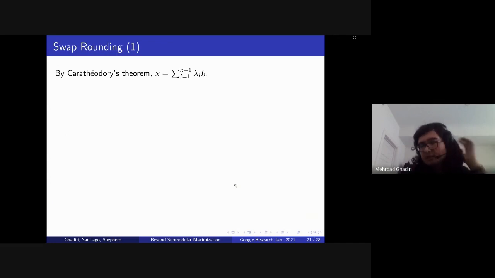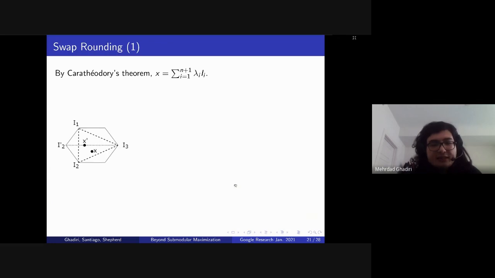Swap rounding works like this. It starts from two of these bases and merges them into one base. Let's say we have three bases in this convex combination, I1, I2, and I3, and a convex combination of them is X. We merge I1 and I2 to get I2 prime. Then we get a new vector X prime, which is a convex combination of I2 prime and I3.